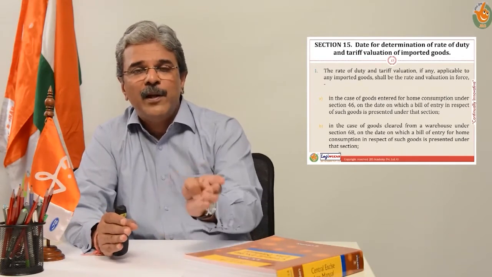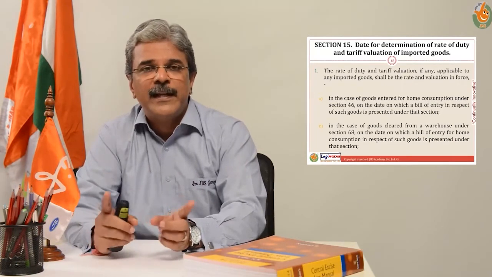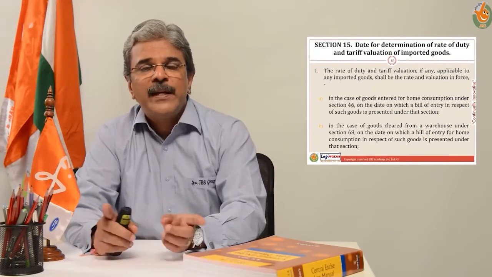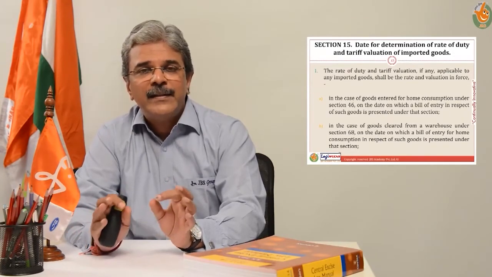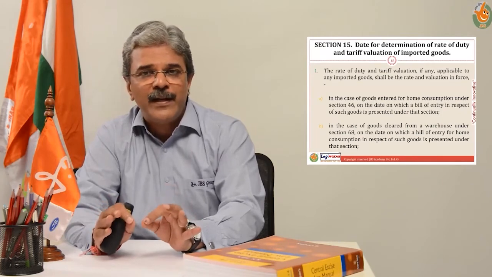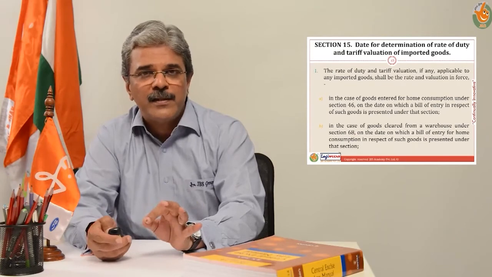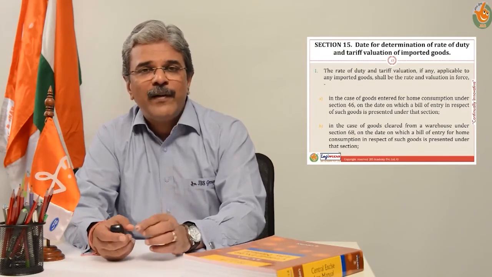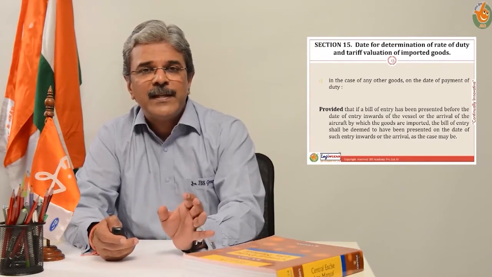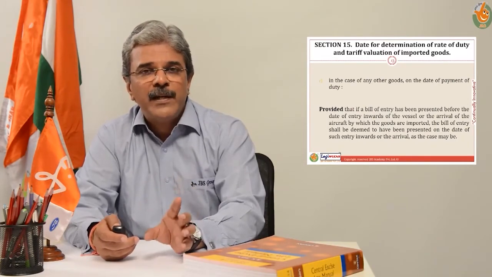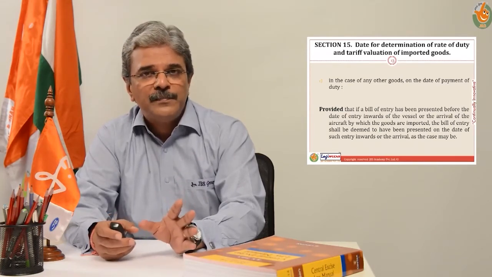So that means a bill of entry is filed on a particular date, the manifest is filed on another date, and the duty has changed in the middle. It can happen the other way around also. So what does section 15 say? That the date on which the bill of entry is filed for either home consumption or warehousing under section 46, or the date of final entry of the bill of entry, whichever is later, shall be taken as the relevant date for determination of rate of duty and tariff valuation of imported goods.